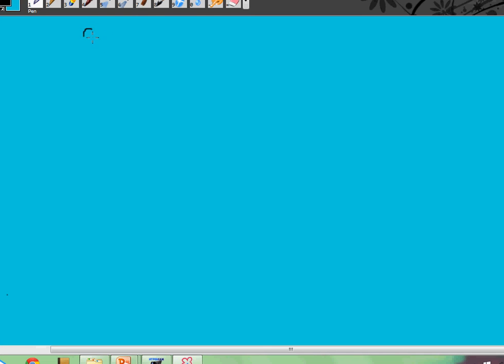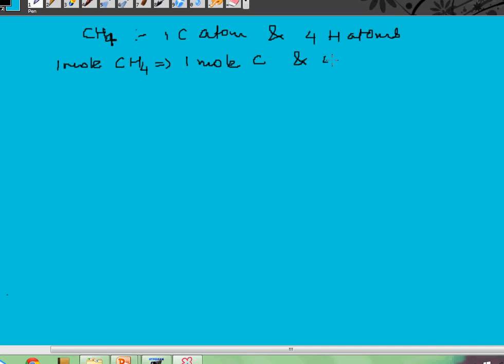So methane is CH4. In one molecule it has one carbon atom and 4 hydrogen atoms. Together they combine to form one molecule of methane, that is CH4. So when I say I have 1 mole methane, it implies that I have 1 mole carbon atoms, that is 1 mole of C, and I have 4 moles of hydrogen atoms, that is 4 moles of H.